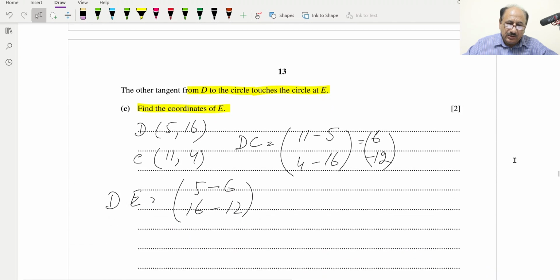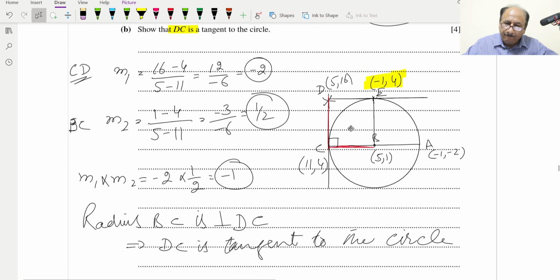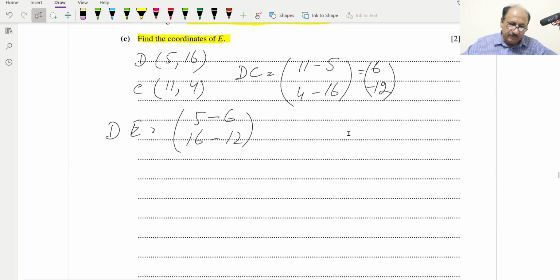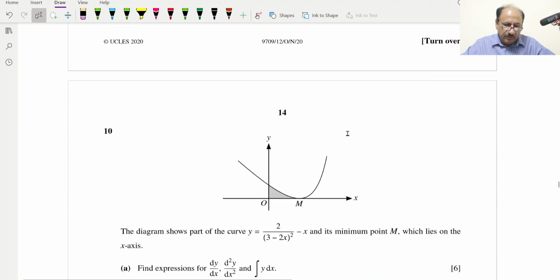We can reach minus 6 and 12 from here, like for example a difference of 4 units and 6 units, so we can write this equal to 5 minus 6 which is minus 1, and 16 minus 12 which is 4. So these coordinates will be minus 1 and 4. Hopefully you understood this part as well.